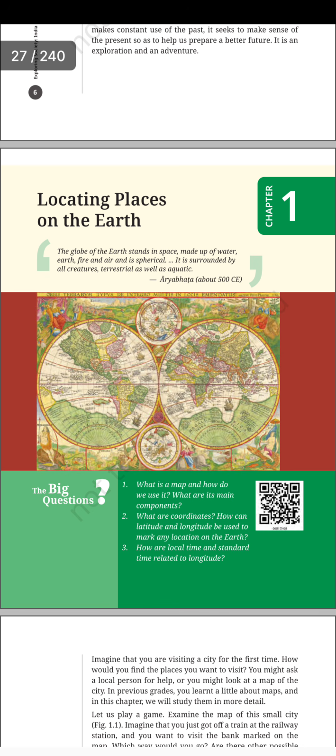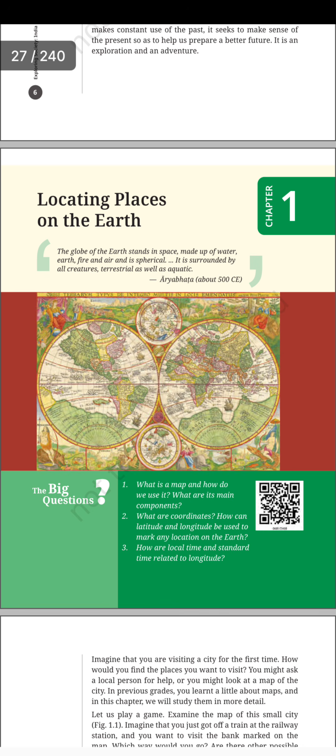So today we are going to learn about the social science NCERT textbook, grade 6. I'm going to share the PDF, and I'll explain it one by one. I'll cover as much as I can in this first part, and the next part I'll send afterwards. Now, the chapter name is Locating Places on the Earth.